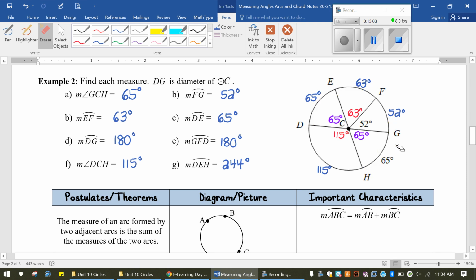Okay, so that's quite a bit of practice with central angles and arcs having the exact same measure. All right, we've got a few postulates here to work on.